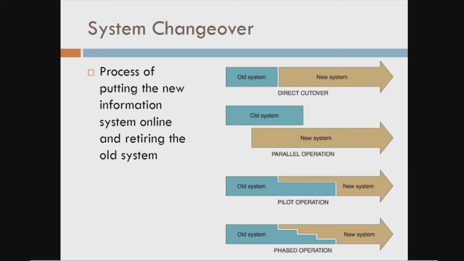And this one is system changeover, the process of putting the new information system online and retiring the old system. Okay, this one we already discussed before. We have direct, parallel, pilot, and piece operation, which are ways to change from the old to the new system.